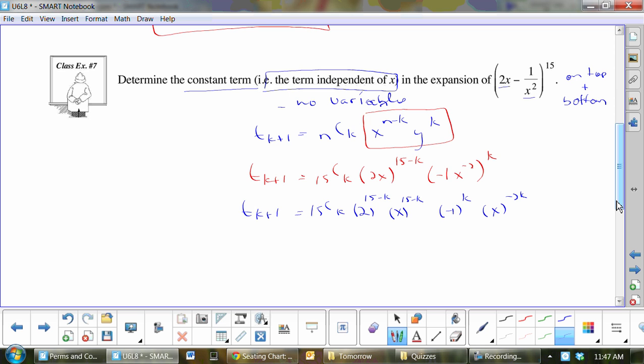How does that look? Is it good? Did I make any mistakes? Now, let's just get all the numbers together, followed by the x's. So, as I need to show this to you, you can probably skip this next step that I'm showing you when you get good at them, but I need everybody to see what I'm doing. 2 to the 15 minus k, negative 1 to the k, and then I'm just putting the x together. That's x to the 15 minus k, and x to the negative 2k. My goal was to just get these side by side for you.